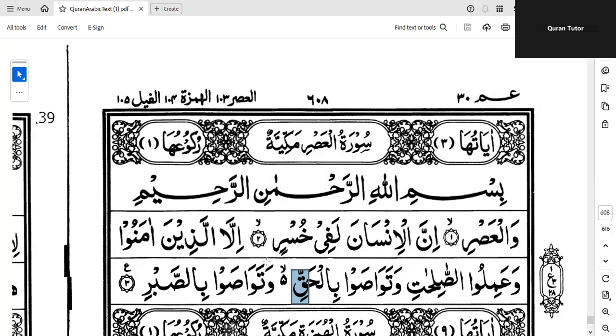Bil haqqi, watawa, again wa. Watawa. There is alif madd. So there it is again. Wawli. And this one, bisabri. Sad is a Musta'liya letter, and ba has a qalqala. So we read it like that.